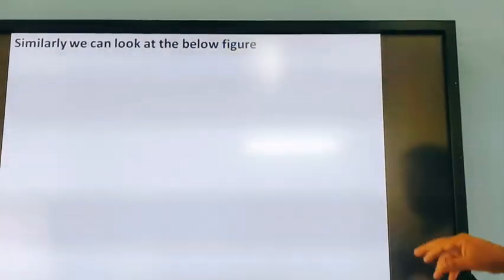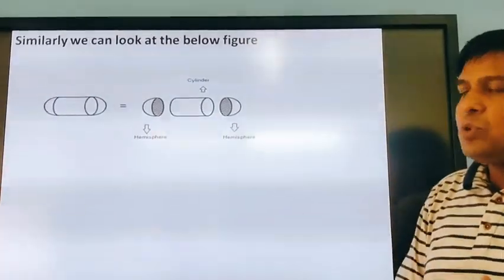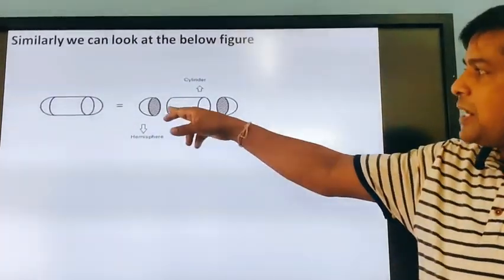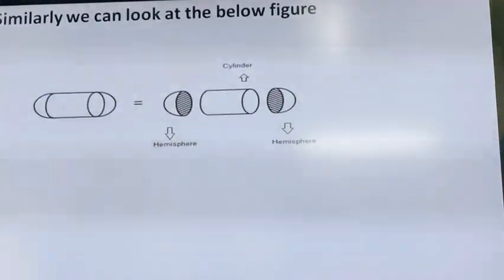Similarly, we look at the below figure, which is in the form of a capsule. This capsule is made by 3 parts. First part is a hemisphere, second part is a cylinder, third part again a hemisphere.